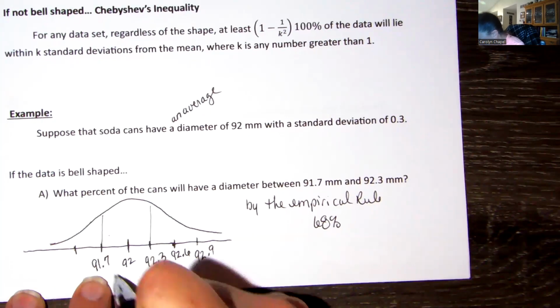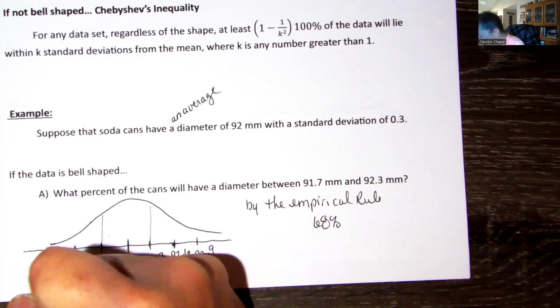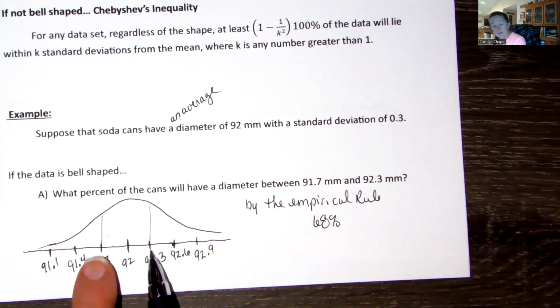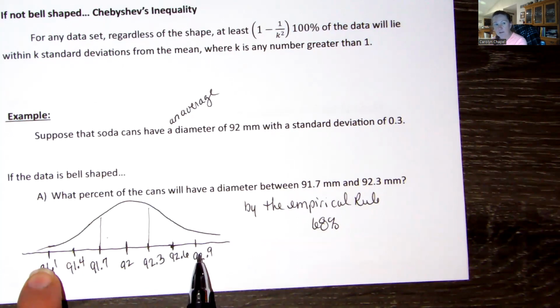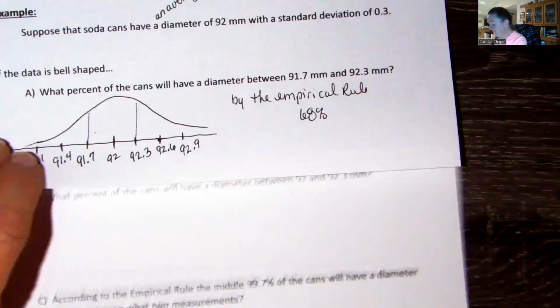If I go another 0.3 down, that takes me down to 91.4 and then 91.1. Okay, so 68%, 95%, 99.7%. Keep those numbers in mind.